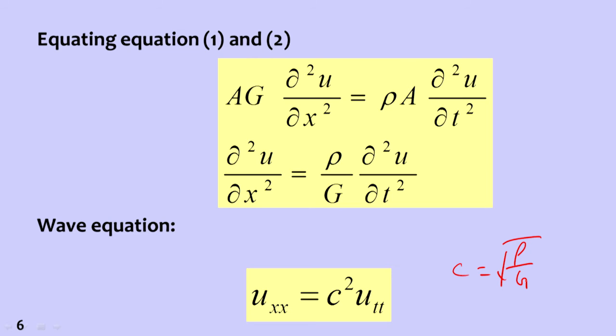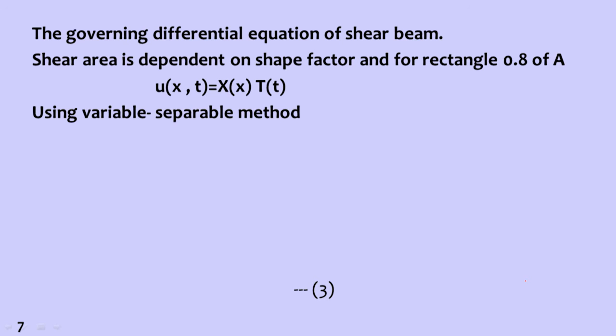Now we need to solve this. This is a differential equation, the governing differential equation of vibration of a shear beam. A shear beam can be equated to a tower or any building, high-rise structures like that. So now we need the solution. How do we get the solution of this one? The governing differential equation of the shear beam is known. The shear area depends on the shape factor, and for a rectangle the shape factor is 0.8 of A.